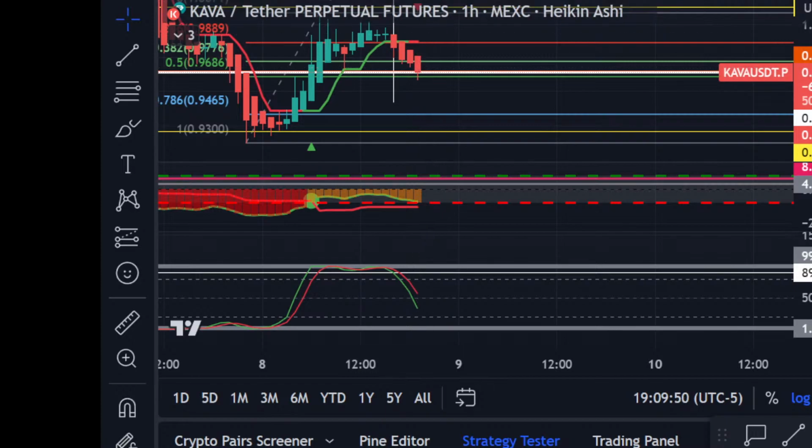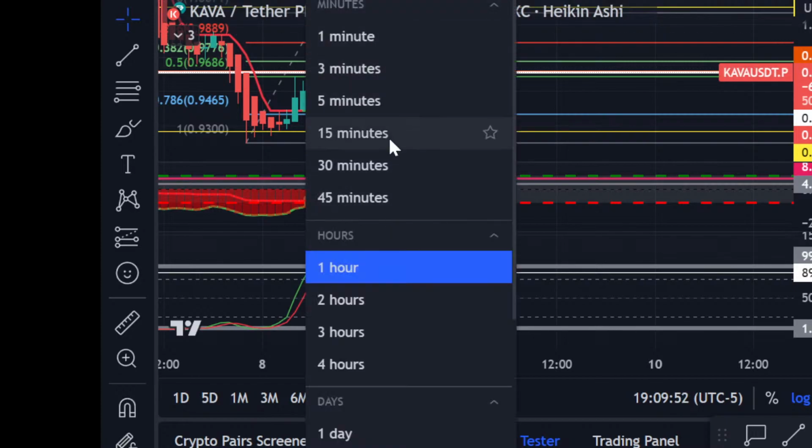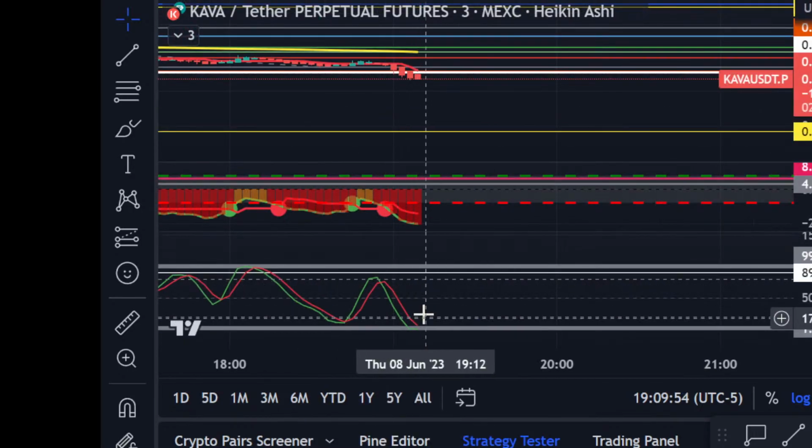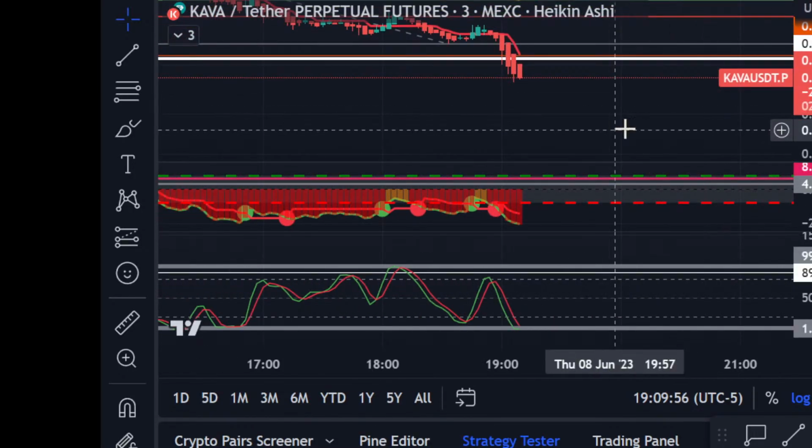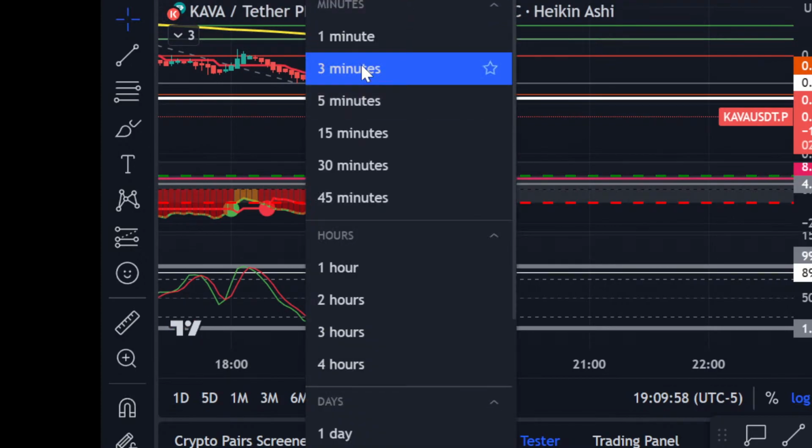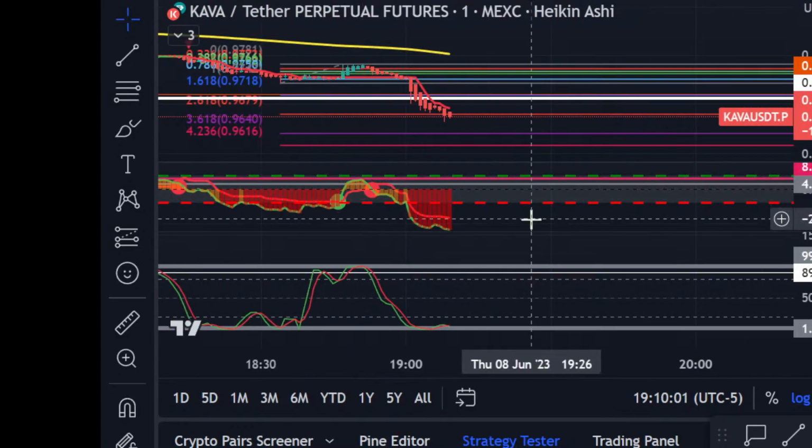All right, so for the pullback, now we got our 1 hour, let's do our 3 minute, right? What do we got? Here's your 3 minute bottom. So now we're going to see some type of bounce here, right? So for the bounce, we can slide to our 1 minute. Remember what we're looking for.